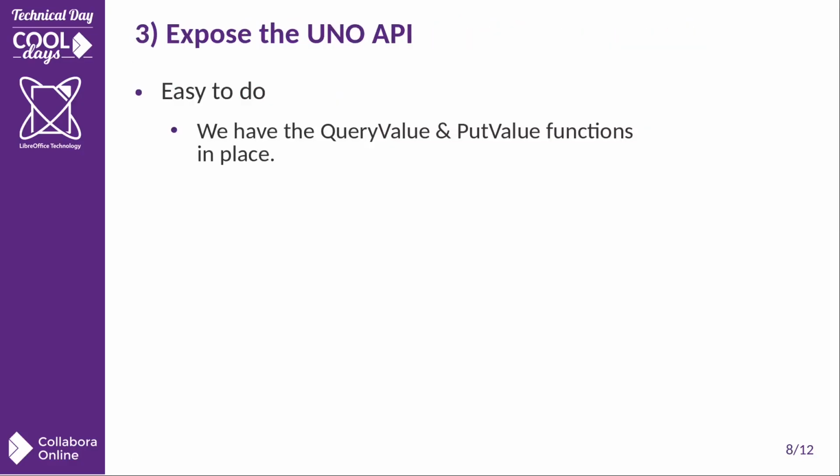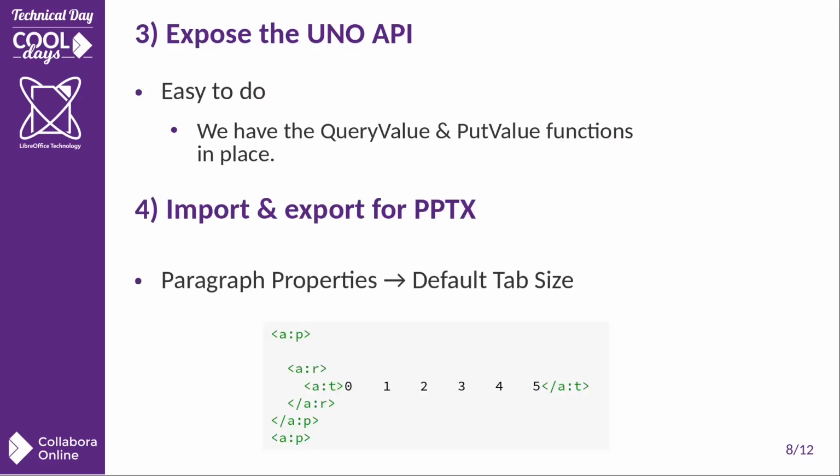With the QueryValue and PutValue implementations from before in place, exposing the UNO API only takes a single line, so it was easy to do. For import from PPTX, the property we have been calling tab stop distance is given by the defTabSz property of the paragraph properties. So we handle that during import and map it directly to our tab stop distance defined in the tab stop item. And as expected, we just do the reverse of that for the export. This time mapping from the tab stop item to the defTabSz property of the paragraph properties.